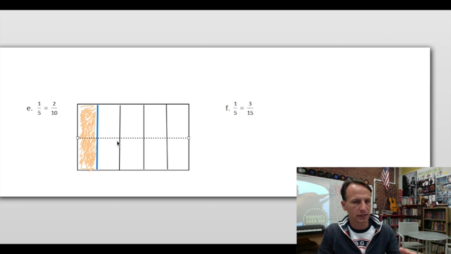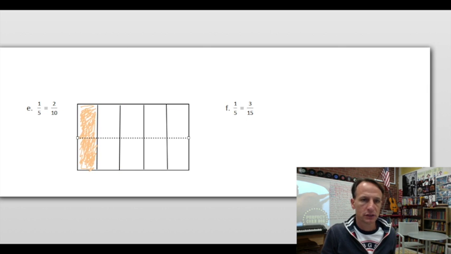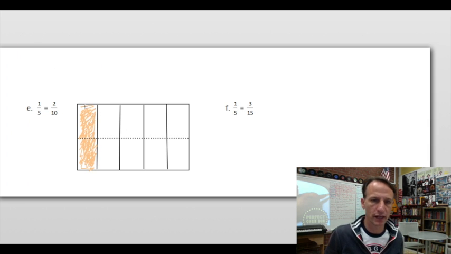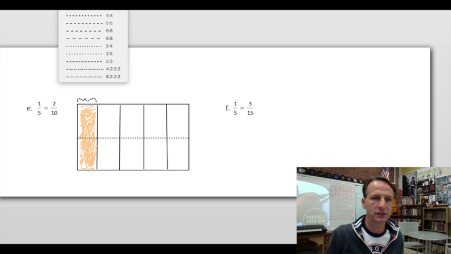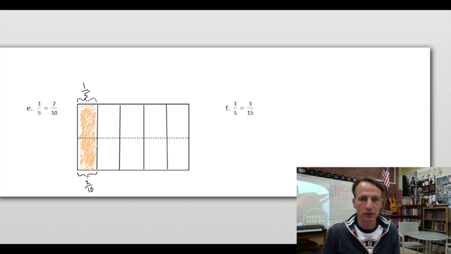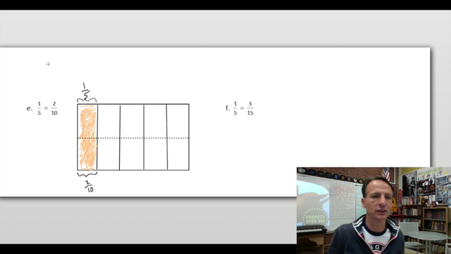Always stop and double check yourself. Okay, did I do it right? Yes, I have 2/10, right? 2 out of 10 now. All right, so let's go ahead and draw that. Oh, I'm still dashed. Well, I tell you, if it's not one thing, it's another. This is 1/5, and this is 2/10. And they're equivalent. They're the same thing.